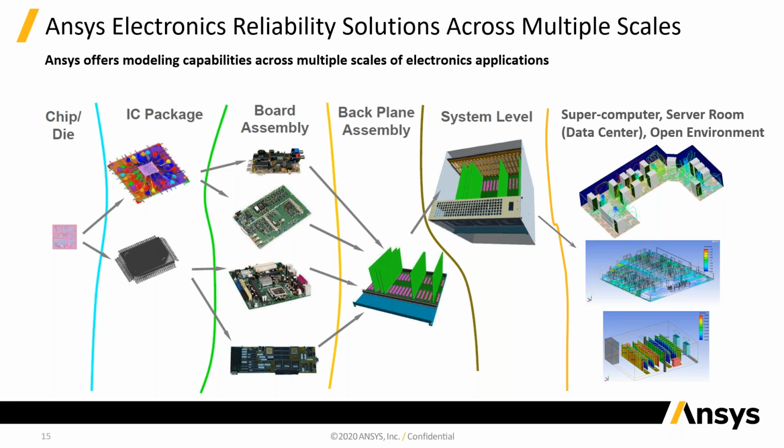You can do basically all scales of electronic components. You can run anything from the chip and die level up to an IC package, a board assembly, backplane assembly, system level, all the way up to a server room essentially. And in order to build from one level to the next, ANSYS has developed a reduced order model, or ROM, that will help you run a server room level simulation and allow you to include details all the way down to the chip and die level. I'll be talking about the ROMs a little bit later.